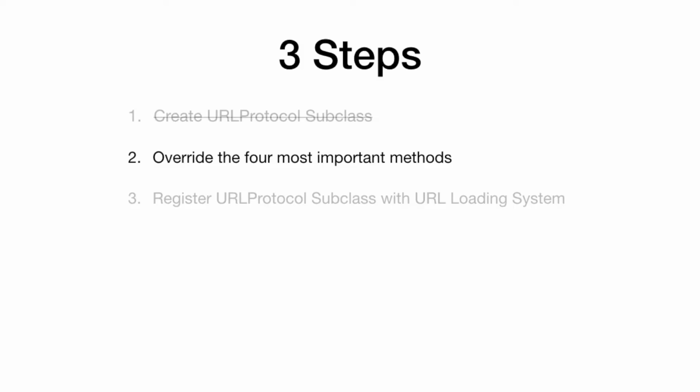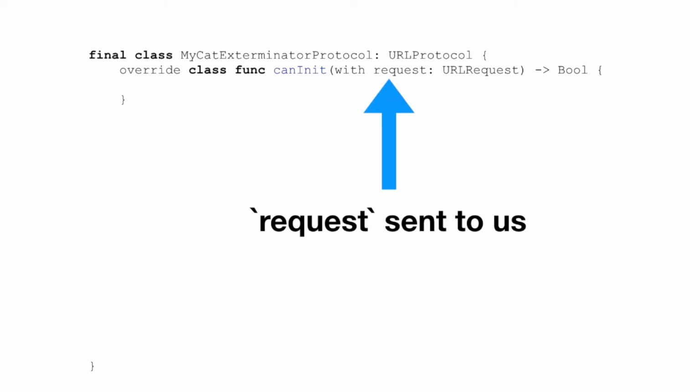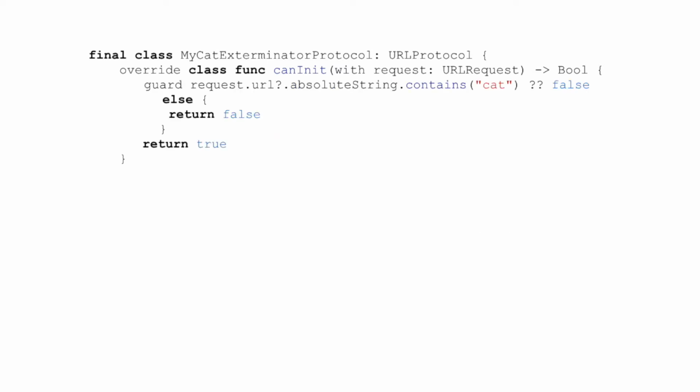Then we can begin overriding the 4 most important methods. So we have canInit, and that passes in the request that is currently being loaded. So we can see that. And so we're building a cat exterminator protocol.